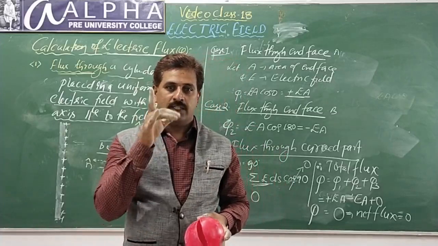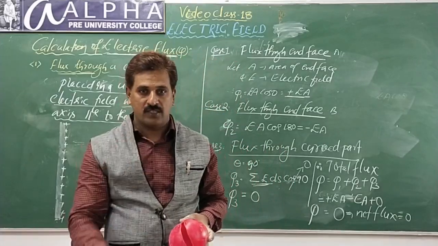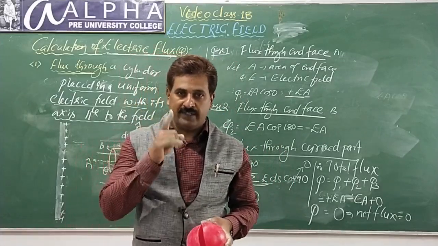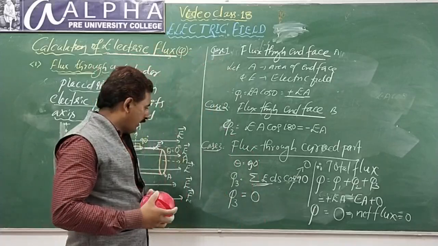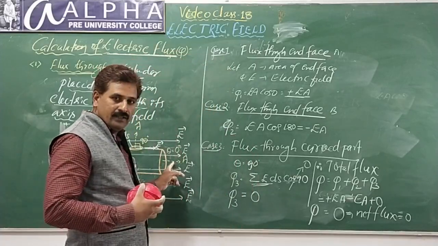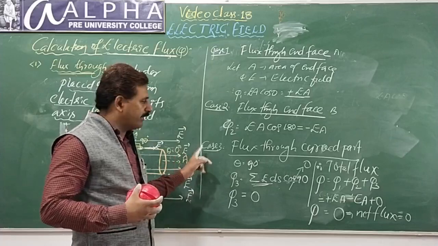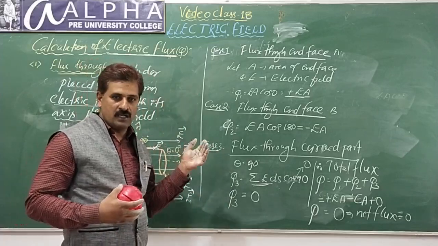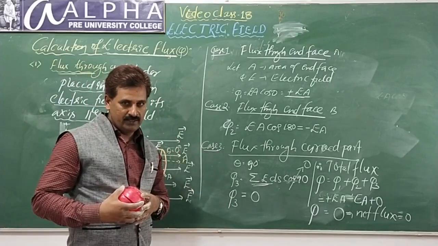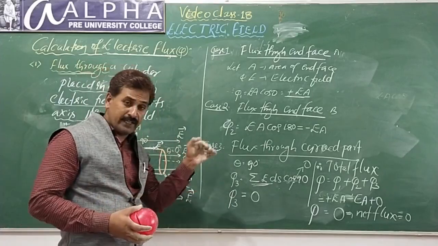When is flux 0? I will give some questions, you have to answer them. When is flux 0? Flux is 0 when the charge enclosed by the surface is 0. Flux 0, charge 0 enclosed by surface. Net flux is 0. You have to say net flux.